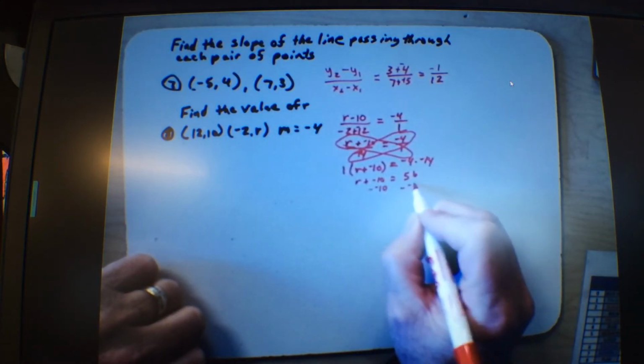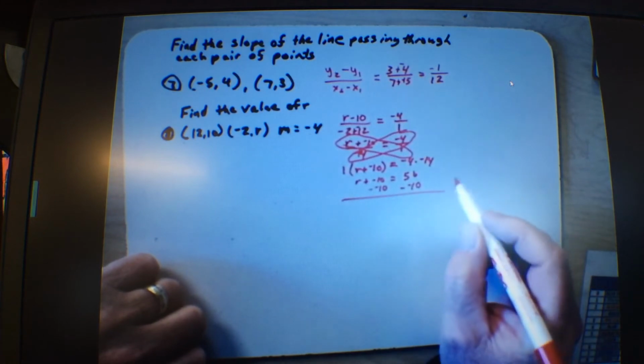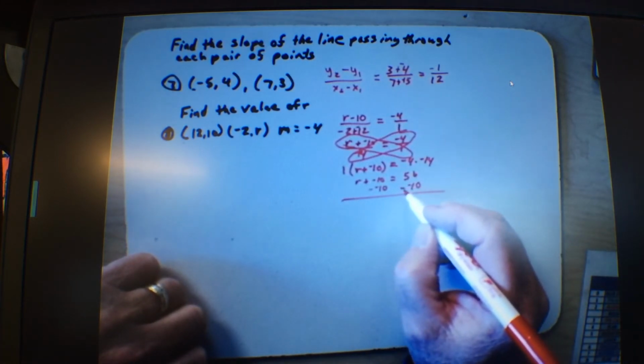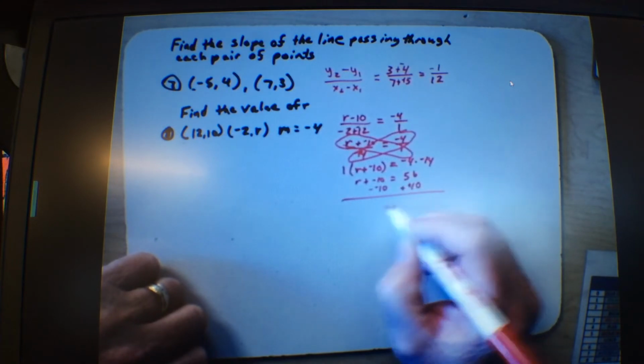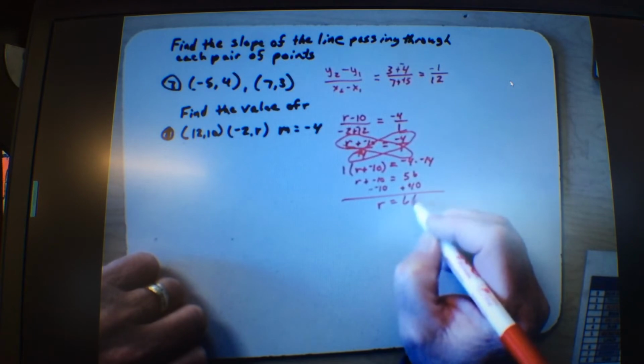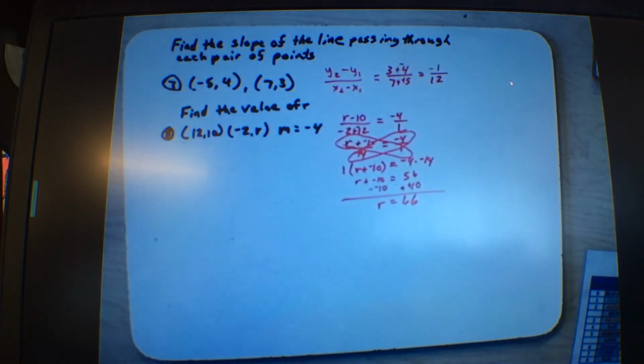From both sides? Chuck? Remember this? All right, so this is going to be plus a positive, right, Chuck? So we want plus a positive, so we get R equals what? 66. Any questions on that?